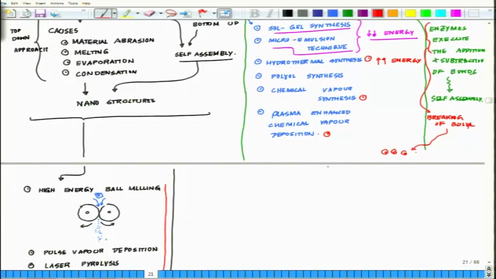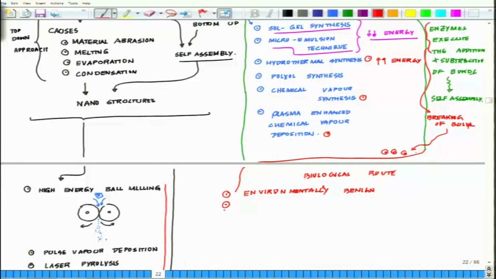So in other words, what we are talking about in terms of the biological route is that most of these provide environmentally benign, low toxic, cost effective, and fairly efficient modules of synthesis.